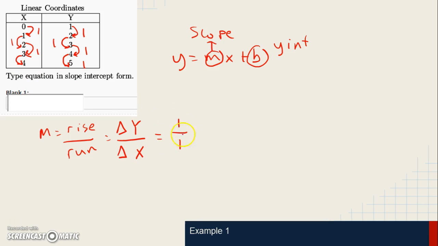So it looks like the x values are changing by 1 as well. So now I have the slope, and I haven't really even done any math except for counting. I can simplify this slope, however. 1 divided by 1 is 1. So the slope is 1. We're rising 1 and we're going over 1.